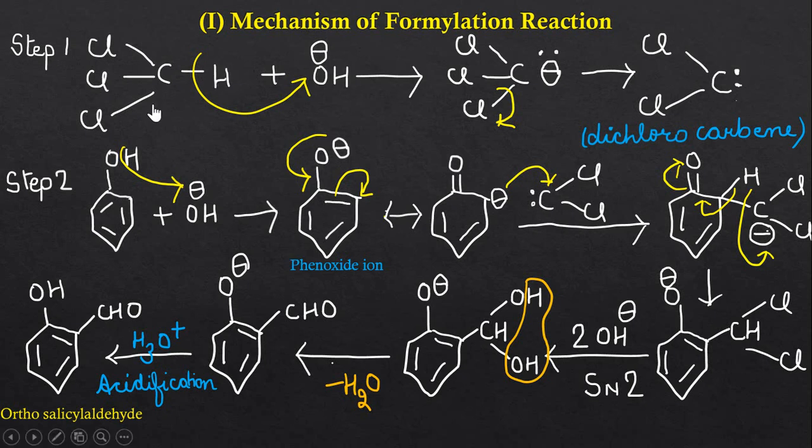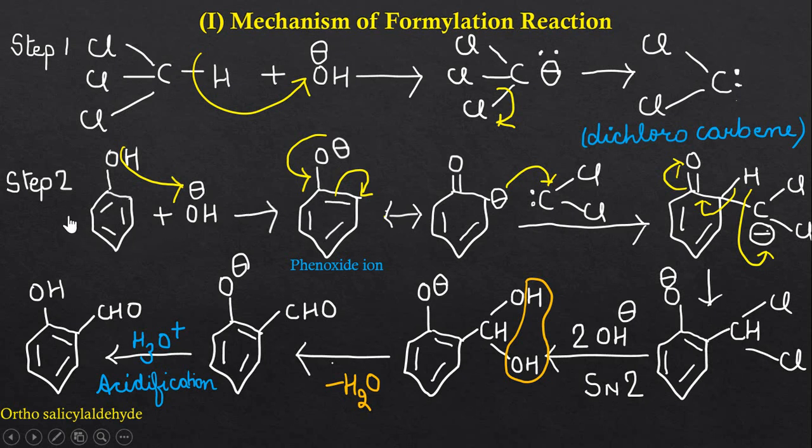In the formylation reaction, in the first step, this hydrogen atom of the chloroform molecule will be removed by the OH minus, which is a base, and we will get this intermediate. And this intermediate is highly unstable, so this chlorine departs and we will get this dichlorocarbene. It is an electrophile because here you see there are 6 electrons in the carbon valence shell, so it will act as an electrophile of this reaction.